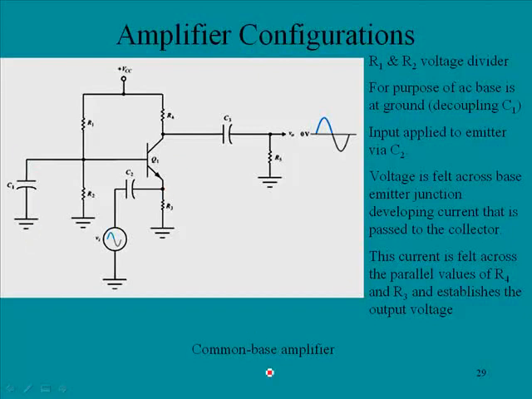This is not a common configuration. The common emitter is much more common, but the theory is basically the same. We develop a voltage here, it's felt across the emitter, which is passed to the collector, and then we have amplification. Let's see, what do I say? Voltage is felt across the base emitter junction, developing a current that is passed to the collector. The current is felt across the parallel values of R4 and R3. This value comes in, it has two paths through R3 or R4, and establishes an output voltage.